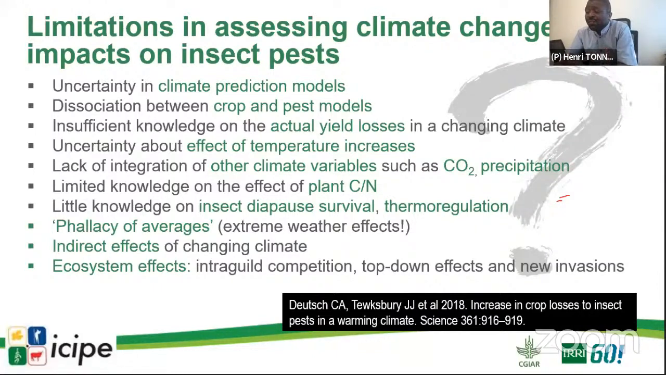The indirect effects of changing climate, for example, what will be the indirect effect of changing climate on plant role, on plant growth, on plant metabolism, and also on insect metabolism, as I mentioned earlier. The ecosystem effects, the interspecific competition, top-down effects, and new invasions, and also we need to bring all this together within a whole system, as Sonia announced. I think it's important that we look at all these things holistically.